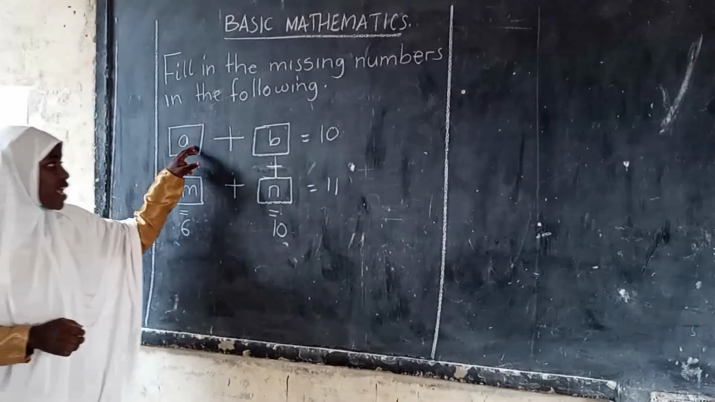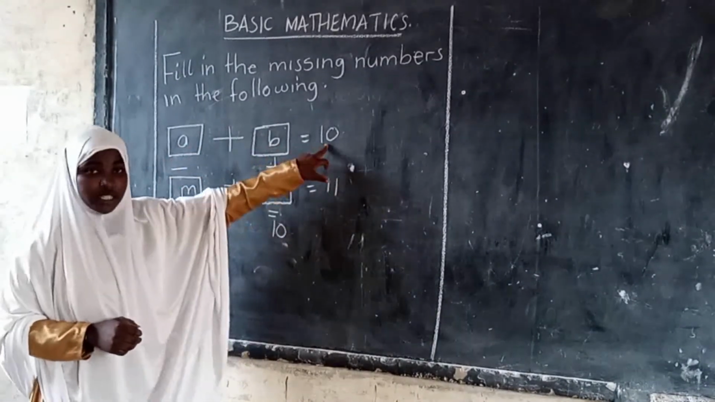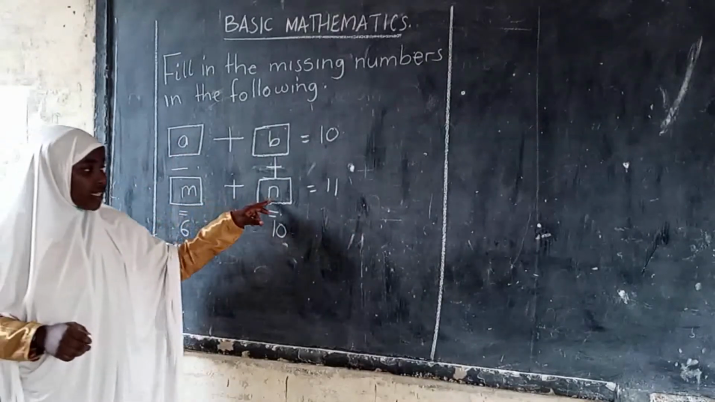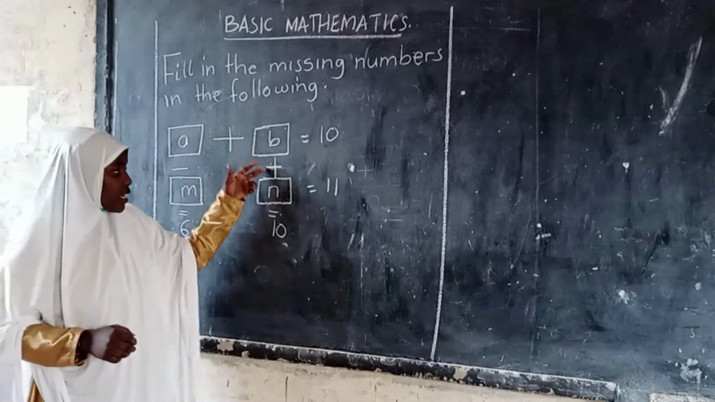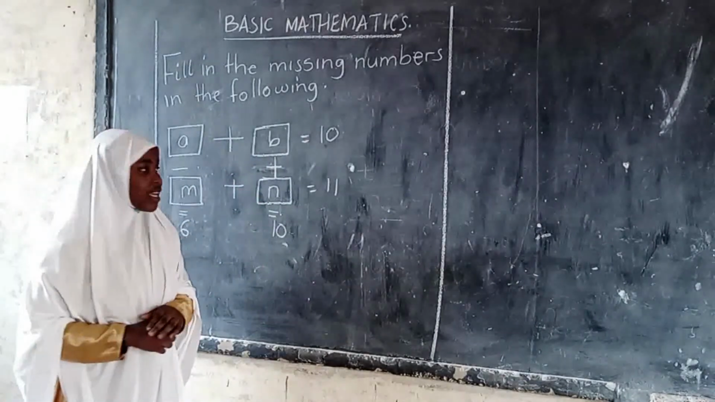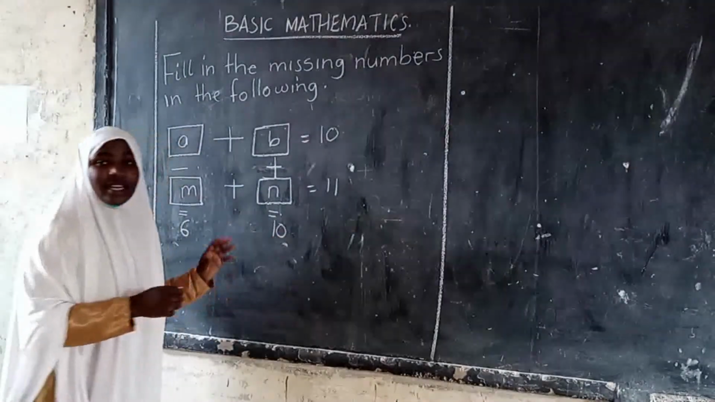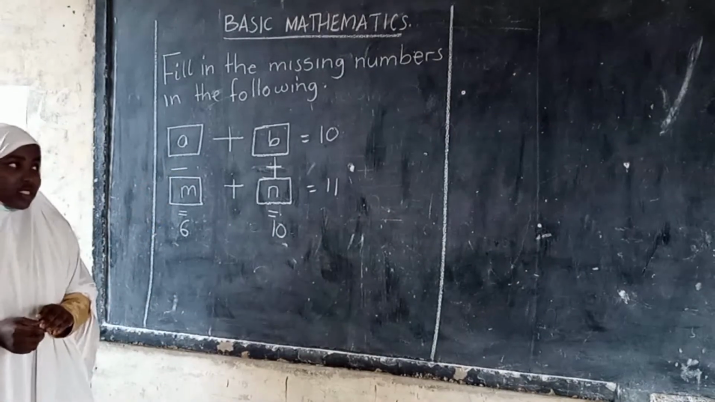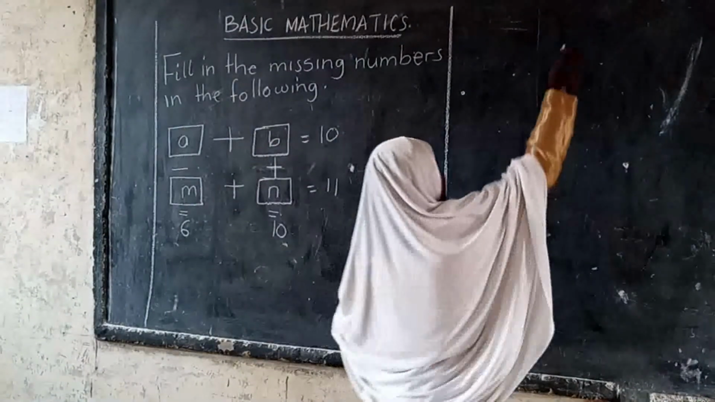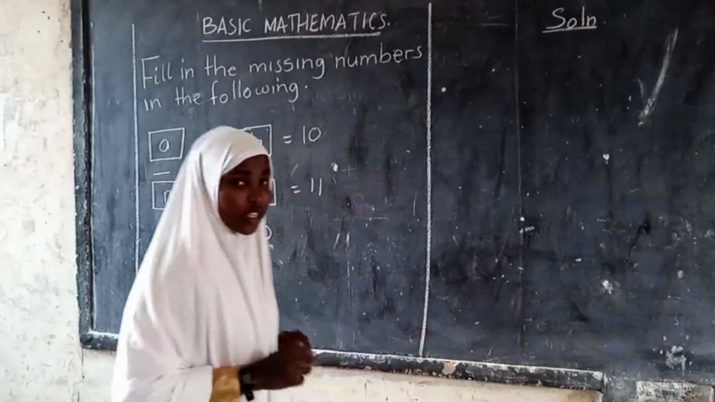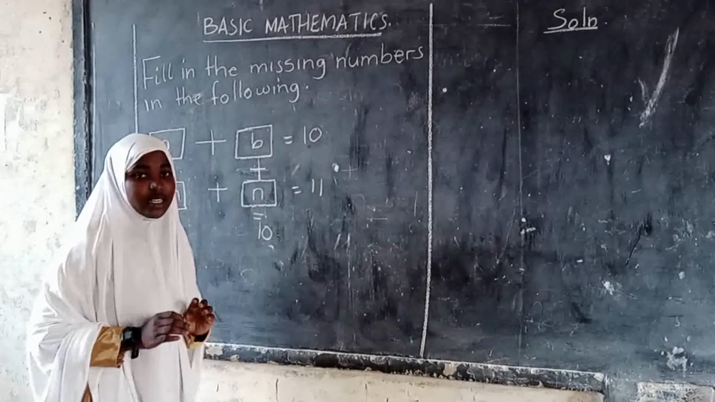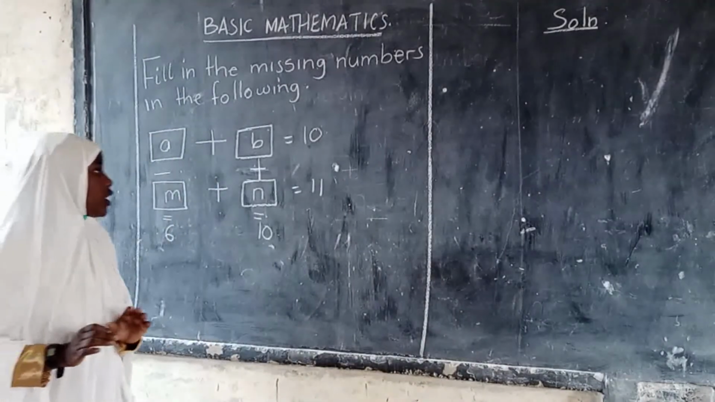As you can see, A plus B is equal to 10, M plus N is equal to 11, A minus M is equal to 6, B plus N is equal to 10. Then we have already seen that we can get some equations from these questions. Then we go to our solution. In our solution, we are going to formulate the equations as I told you earlier.